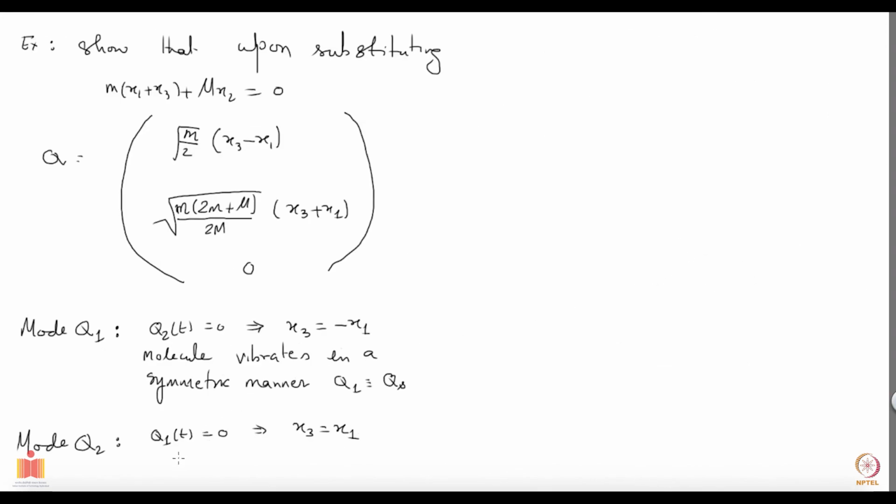So here the molecule vibrates asymmetrically, and I can also rename the label Q2 to Q asymmetric. That's about the motion of a linear triatomic molecule, and as I said, we were only looking at the longitudinal oscillations.